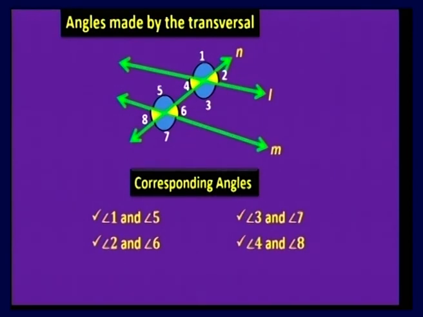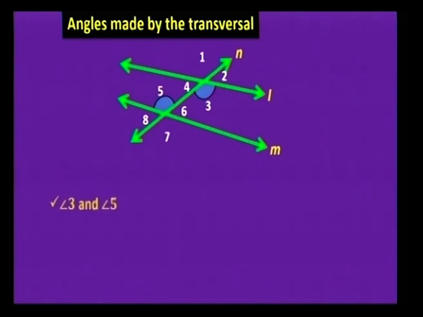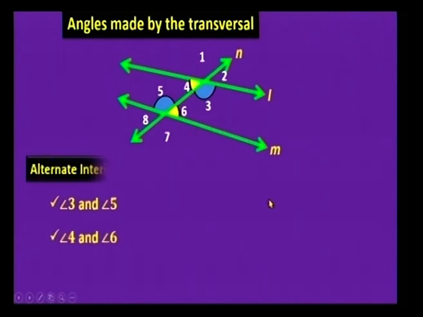Now let us learn about another pair of angles. Notice angles 3 and 5, 4 and 6. These two pairs of angles are called alternate interior angles. Dear children, also notice that these alternate angles will be on either side of the transversal. See, 4 and 6, they are on either side. Similarly, 3 and 5, they are on either side of this transversal.